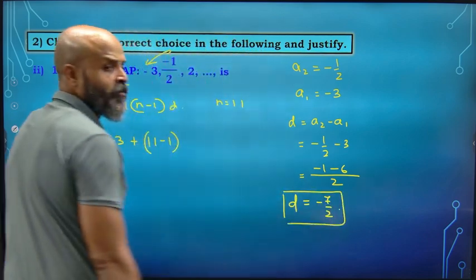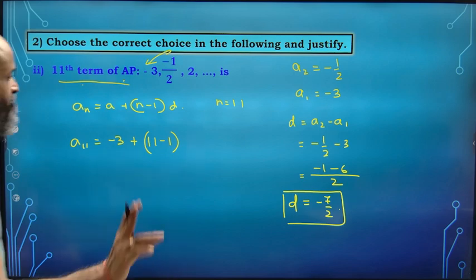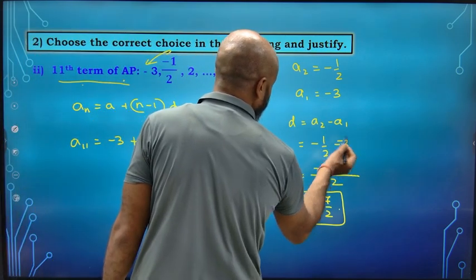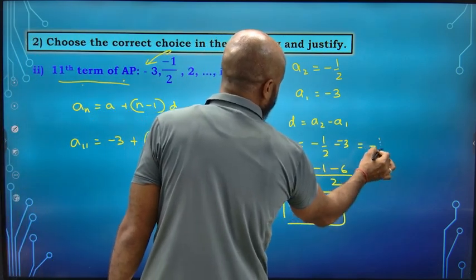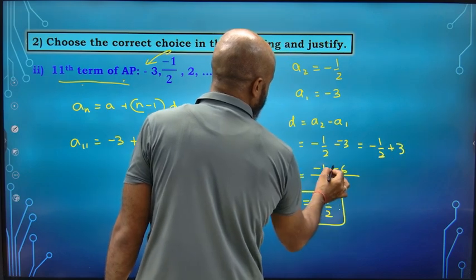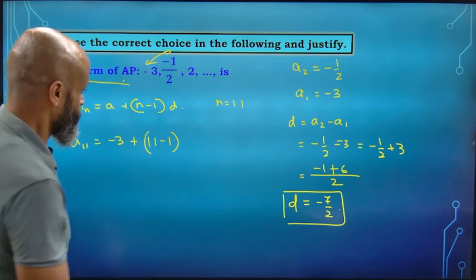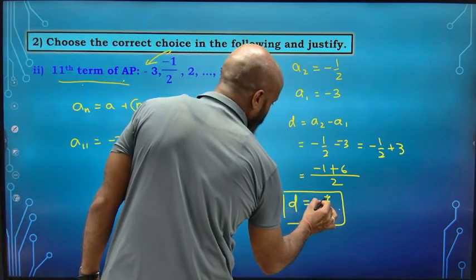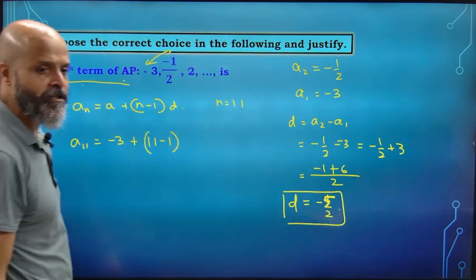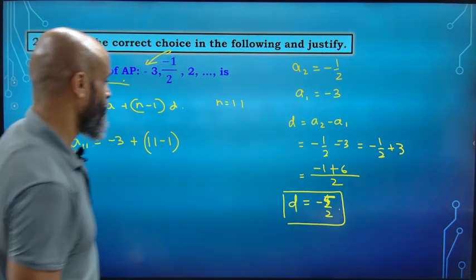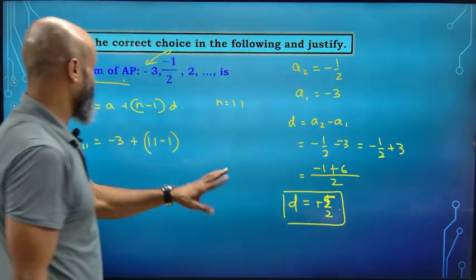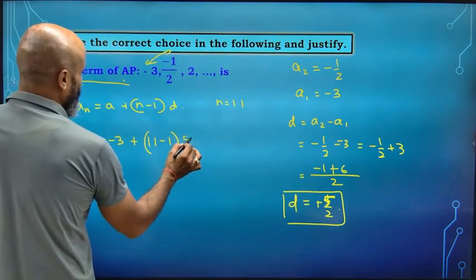Minus 7 by 2. Clear? Okay. Oh, plus, plus, plus. Minus, minus, this will be becoming plus. So this is minus half plus 3. So this will be minus 1 plus 6. So 6 minus 1, that's going to be 5 by 2. Minus 5 by 2 is your D. Plus 5 by 2, sorry. Okay. Plus 5 by 2. So this will be 5 by 2.